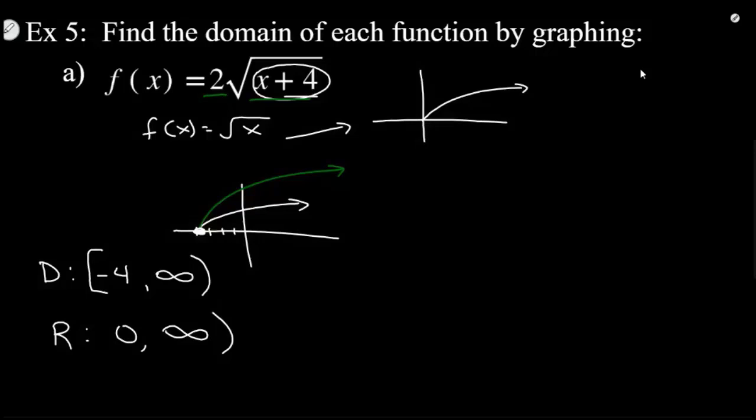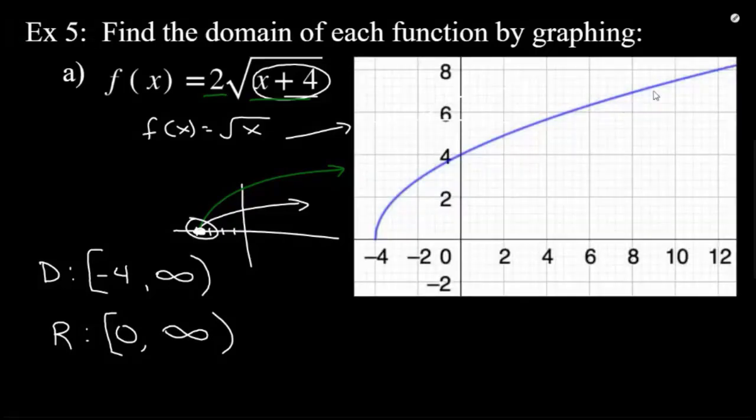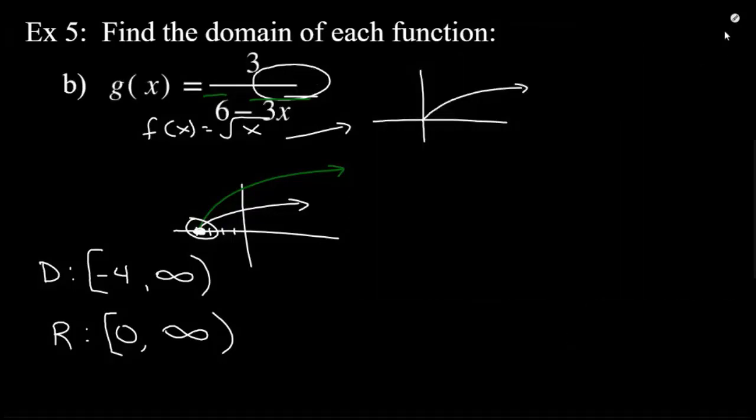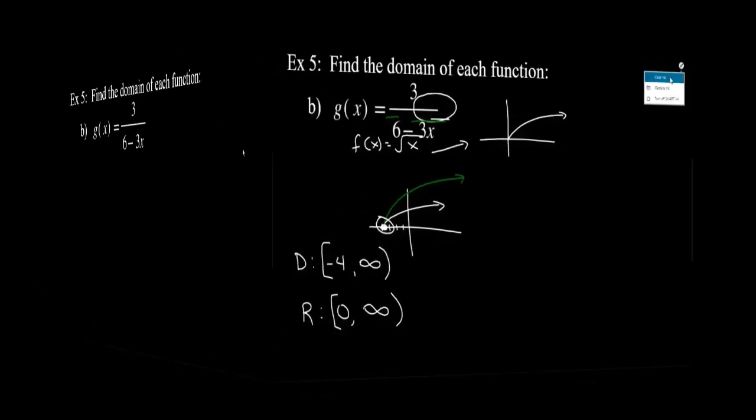Will it get parentheses or brackets? It is bracket, okay? Because that's your boundary point. So if it's a filled in circle, bracket. That's our graph, a little bit nicer one than what I drew. And then we get our domain and range down here.